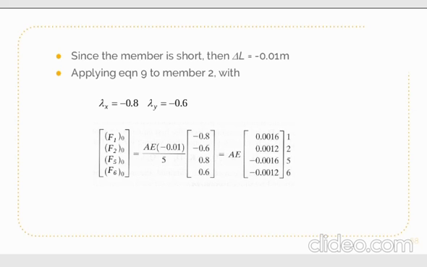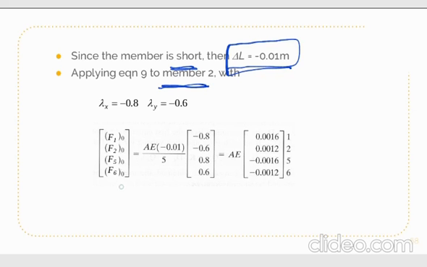Here I focus on member number 2 because we have the change in length in member number 2, as the example says, and it's short, so the change in L, or delta L, equals minus 0.01 m.